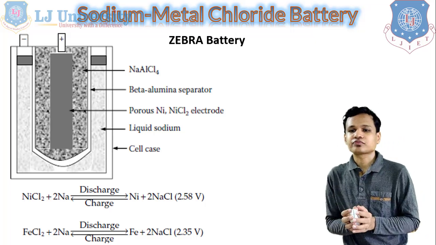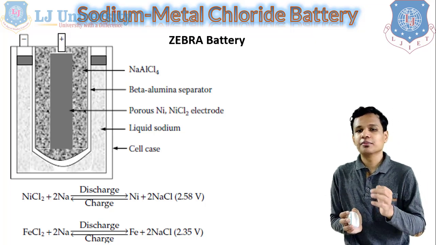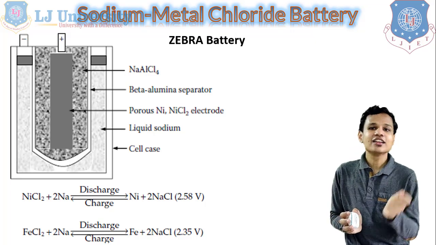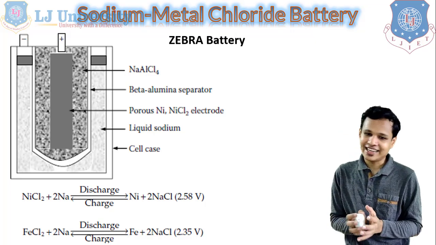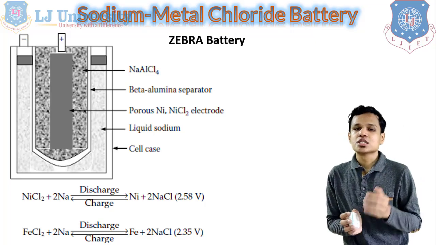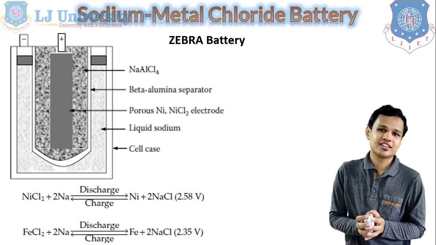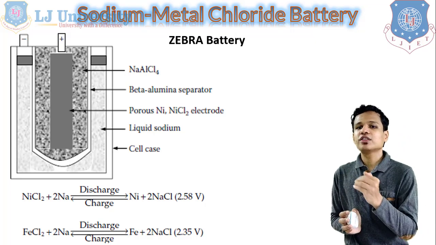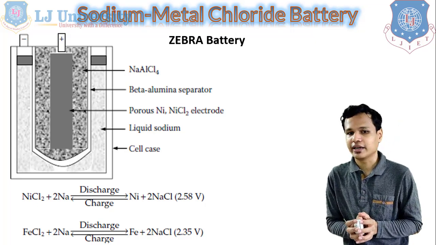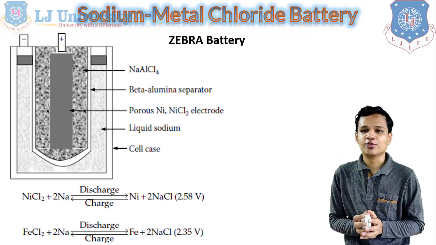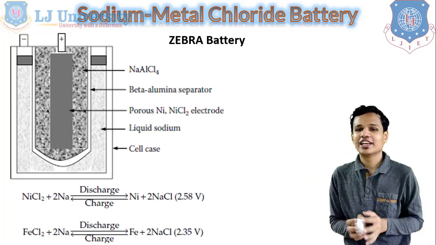You can see the chemical reaction: NiCl2 plus sodium gives us nickel and sodium chloride. Also FeCl2 can be used in place of NiCl2, which gives a similar result, but the voltage of the nickel chloride battery is better than that of the ferrous chloride battery. The sodium metal chloride battery is also known as a zebra battery, right, because of the zebra pattern of the battery, which gives us the stripes of the two electrodes and two electrolytes.